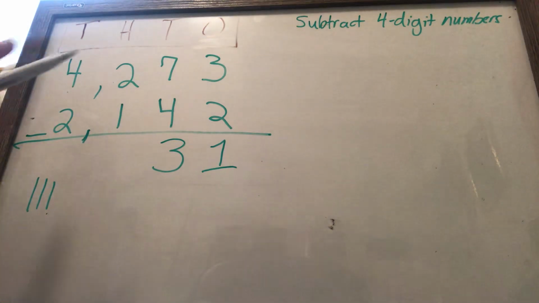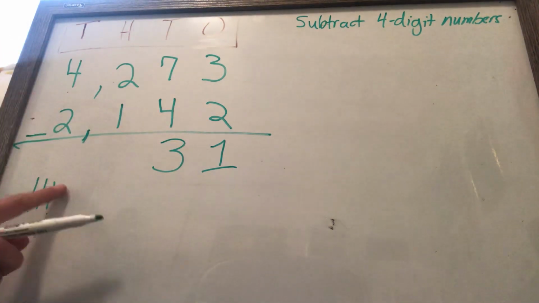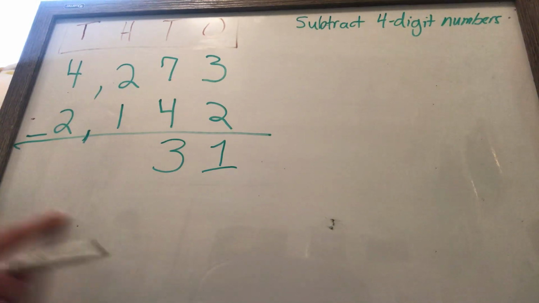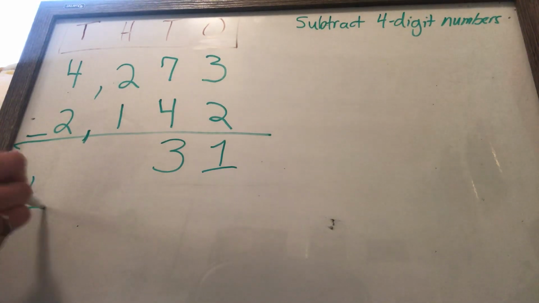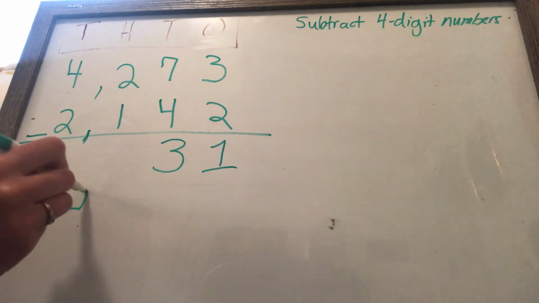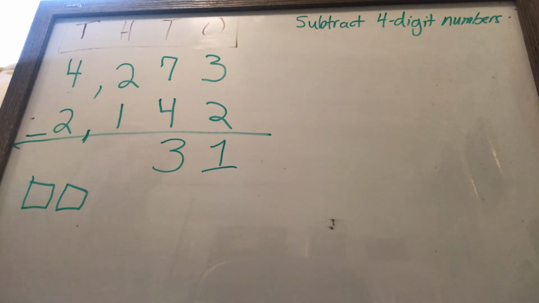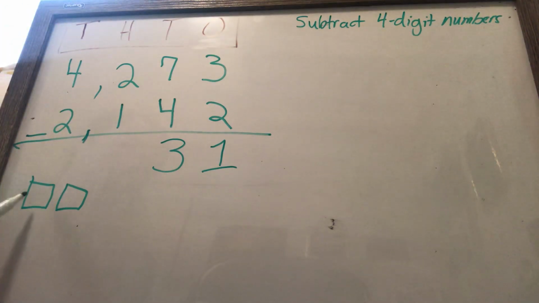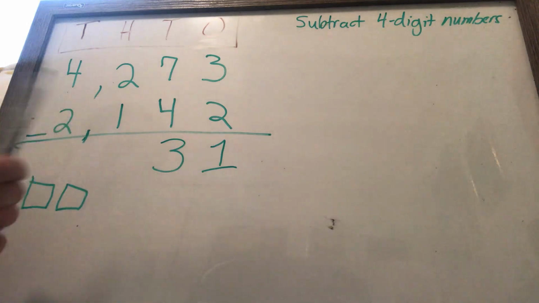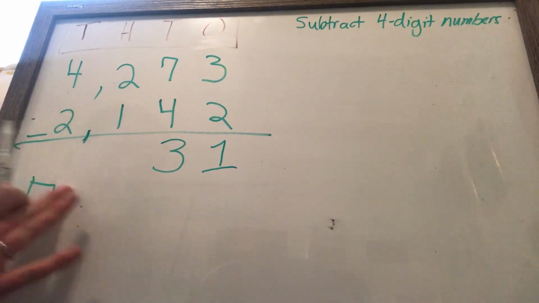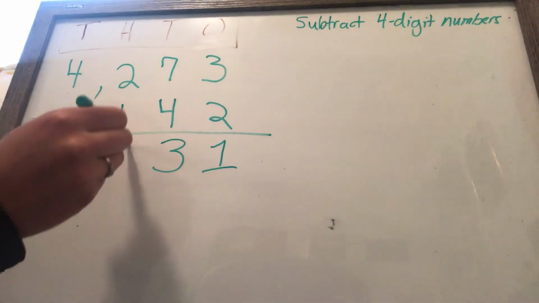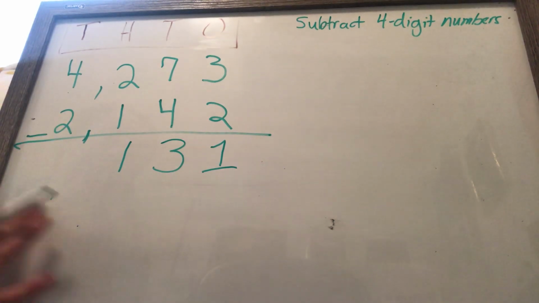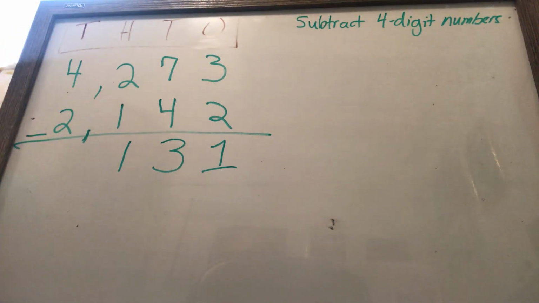Then we have 2 hundreds, take away 100. This is pretty simple subtraction here, but I just wanted to help you guys out with it because we're adding in thousands place value. So 2 hundreds, take away 1 of them. We're going to erase 1. We're left with 100.